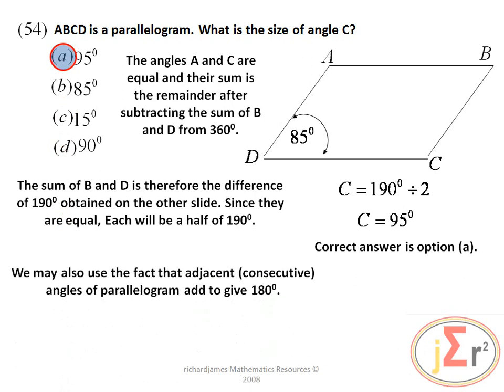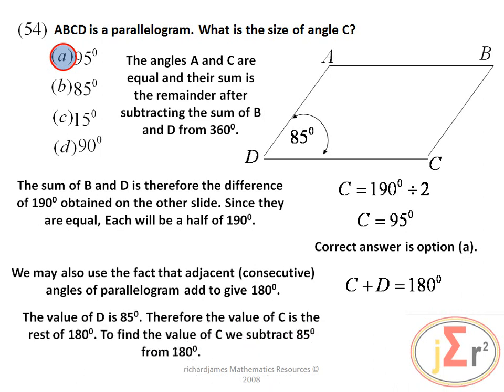We may also use the fact that adjacent or consecutive angles of a parallelogram add to give 180 degrees. Therefore, in a parallelogram, this one with this one gives 180 degrees. If you add C with B, it gives 180 degrees. If you add B with A, it gives 180 degrees. As long as we have a parallelogram, that is true. So B plus C is 180 degrees. So C plus D is 180 degrees.